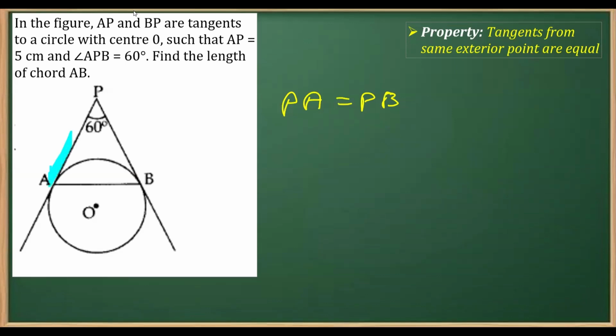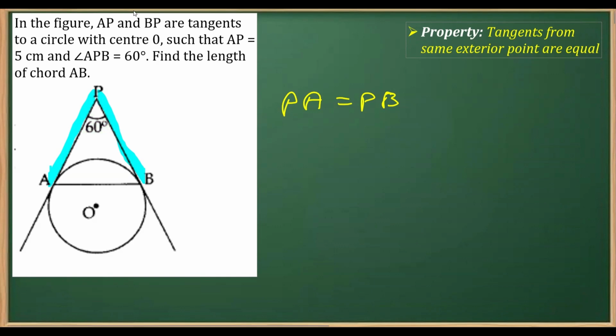Now, if these two lengths are equal, if this is equal to this, you can say this is an isosceles triangle, and an isosceles triangle whose vertex angle is 60 degrees is an equilateral triangle. You can write it directly, and if you are not aware of this property, you may do it in a different way.